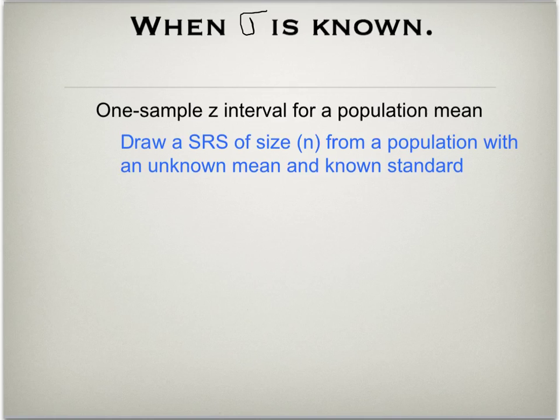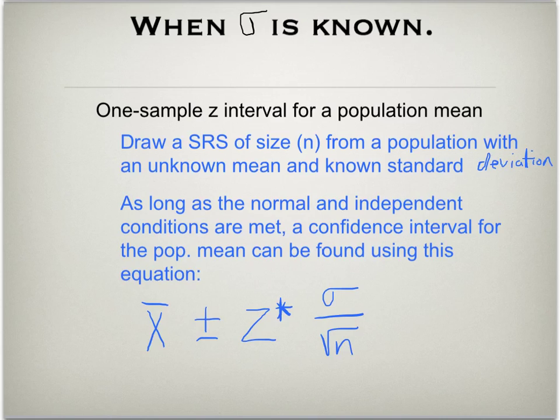When we know the population standard deviation, we can run what's called a one-sample z-interval for the population mean. To do a one-sample z-interval for a population mean, we will draw a simple random sample of size n from a population with an unknown mean but a known standard deviation. As long as the normal and independent conditions are met, a confidence interval for the population mean can be found using this equation: the sample mean plus or minus the z-score times the standard deviation divided by the square root of n, the sample size.